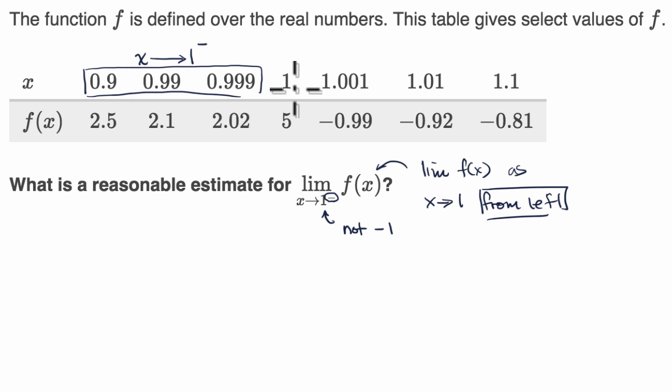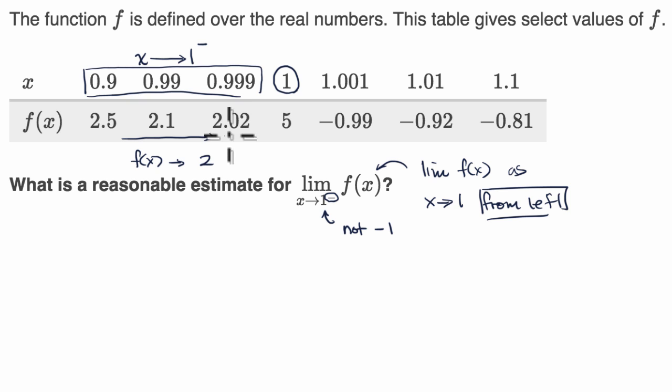In fact, we shouldn't even let the value of f of x at x equals 1 confuse us. Oftentimes, the limit is approaching a different value than the value of the function at that point. So let's look at this. At 0.9, f of x is 2.5. When we get even closer to 1 from the left, we go to 2.1. When we get even closer to 1 from the left, we're getting even closer to 2. So a reasonable estimate for the limit as x approaches 1 from the left of f of x is that it looks like f of x is approaching 2.